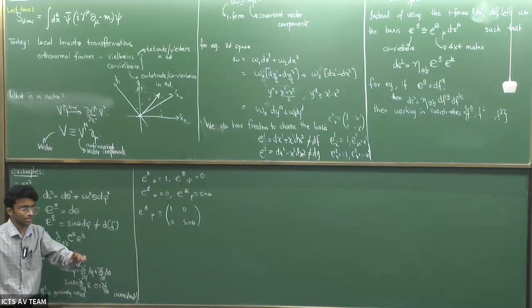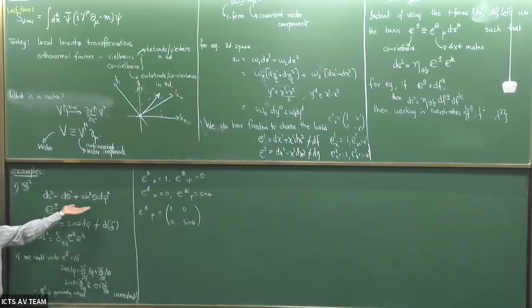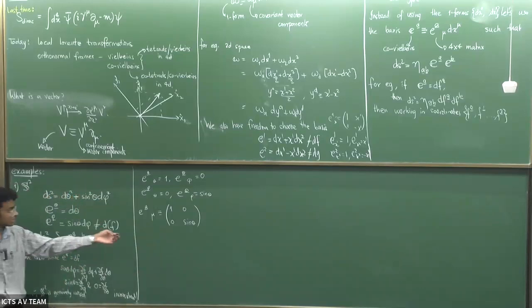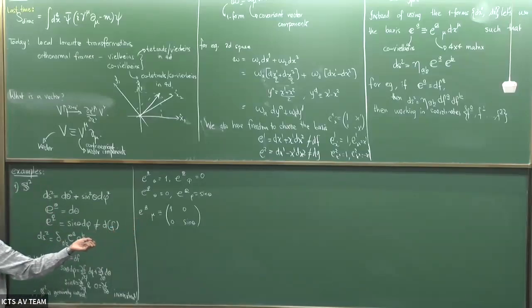You can specify this matrix. And in the non-diagonal case, when the metric is not diagonal, this matrix will not just be diagonal. Here the metric was diagonal, so it is easy.